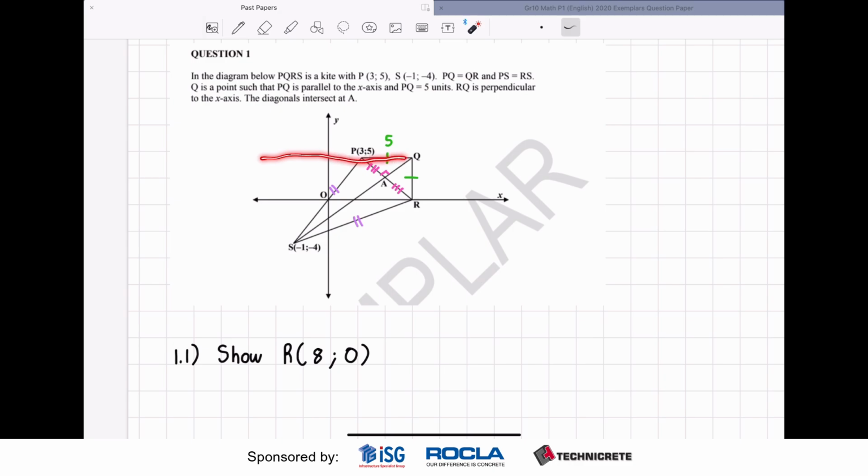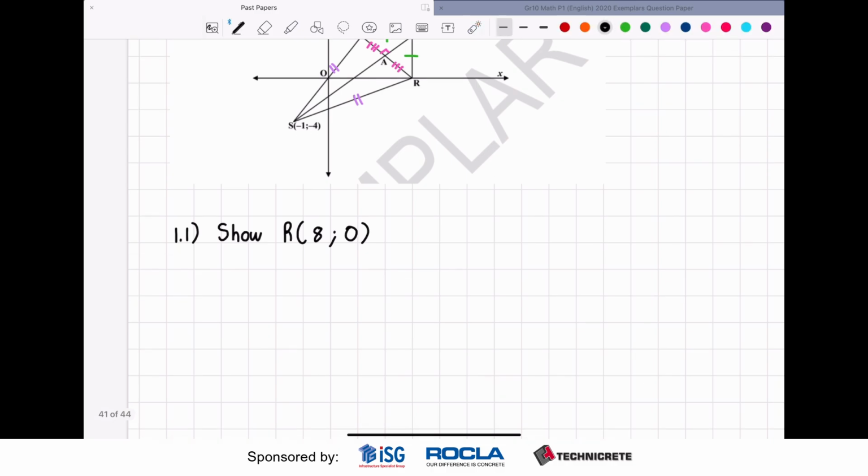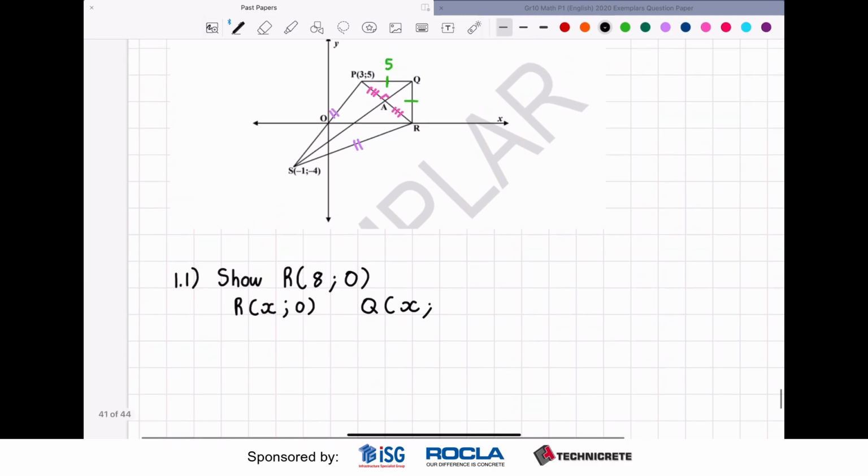And I was told that PQ is parallel to the x-axis, which means that the point P and the point Q are going to have the same y value. Okay, so I know that R is definitely some x coordinate and the y coordinate is 0. Then I know that Q is going to have the same x coordinate as R, so I'm going to write x again. But this time, I know that Q has got the same y coordinate as P, so I can write 5. And I was told in the question that P is the point (3, 5).